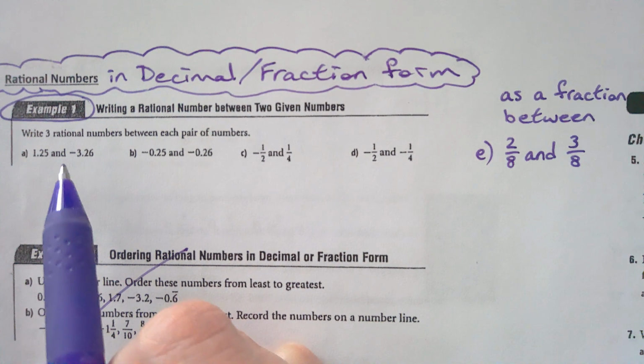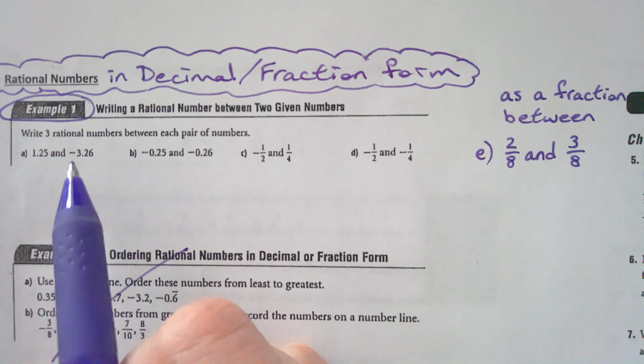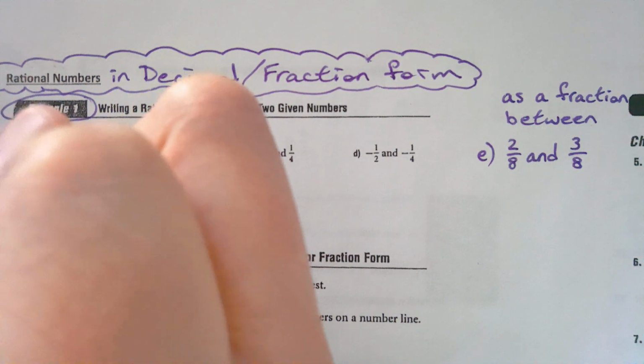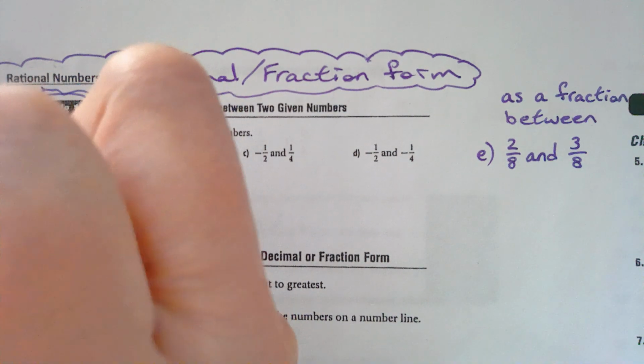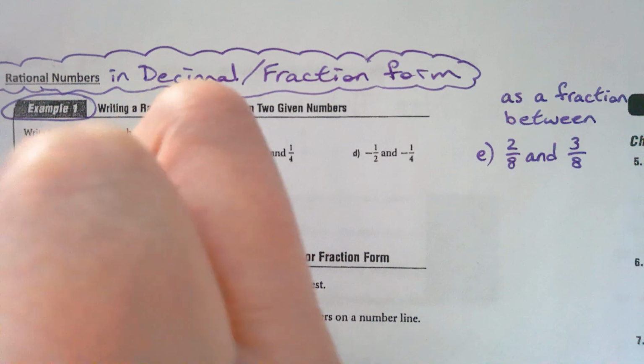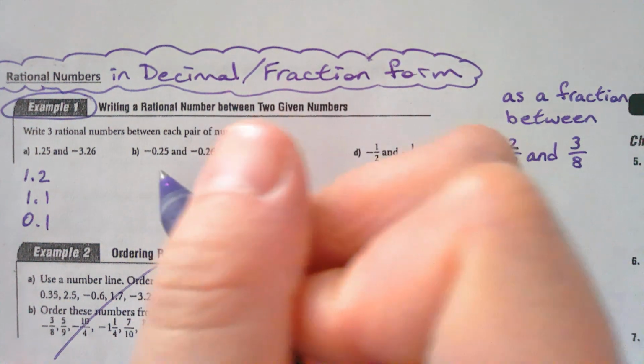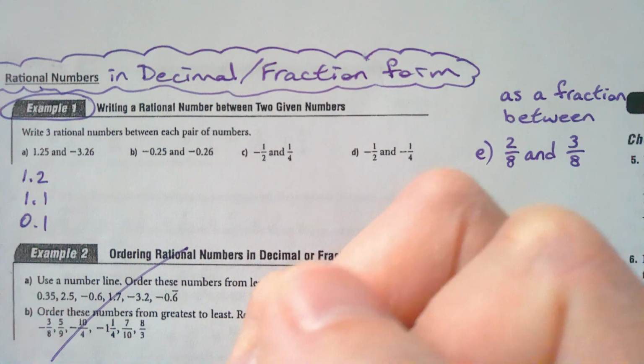Alright, so Max, any three numbers. 1.2, 1.1, 0.1. Yeah, sure. Okay. What about B, Alvin?